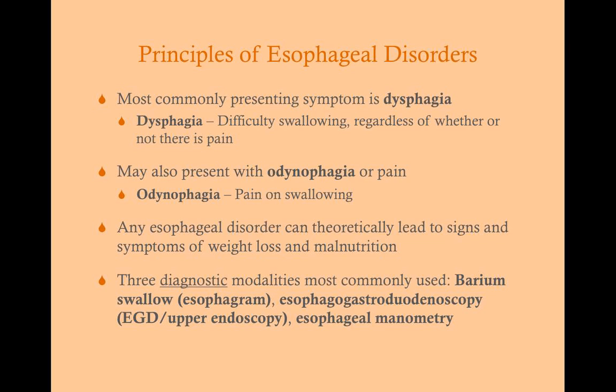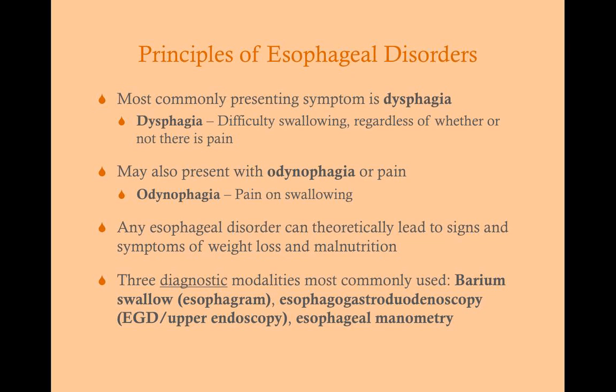The three diagnostic modalities that we most commonly use in establishing a diagnosis of any esophageal disorder are the barium swallow, which is an esophagram. It's called a lot of different things: barium esophagram, barium swallow, just plain old esophagram. This is a technique where the patient swallows a barium-containing fluid, and then an X-ray is taken, which will pick up that barium, so we can see the contours of the esophagus.